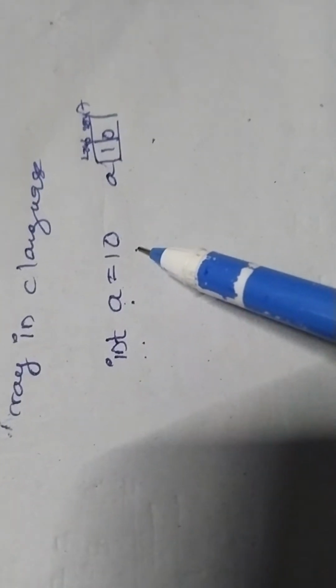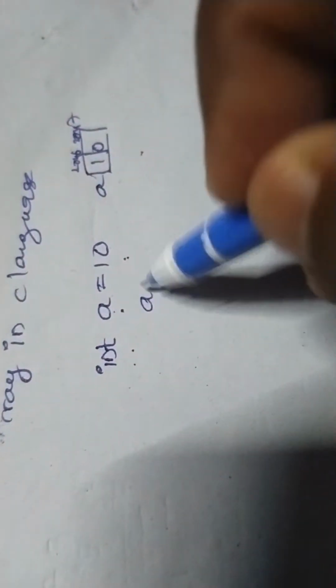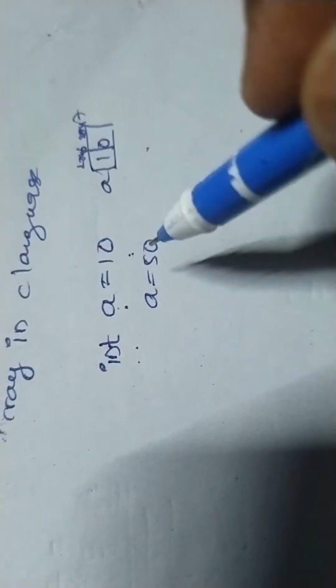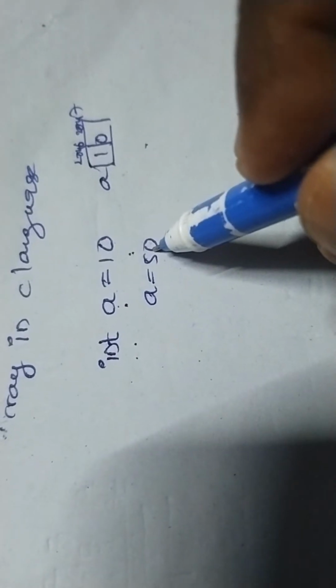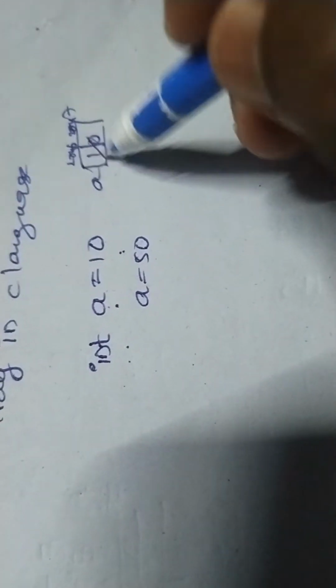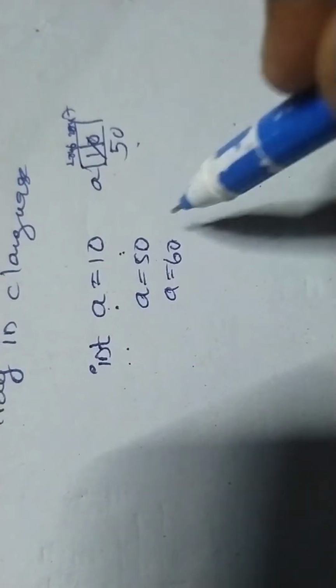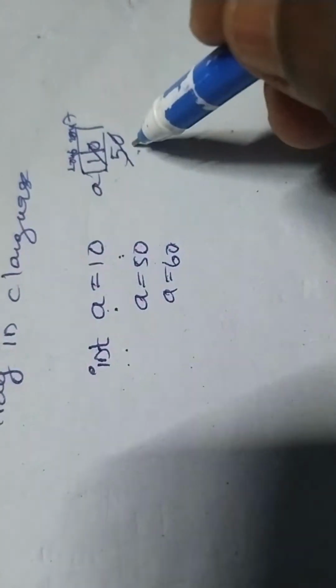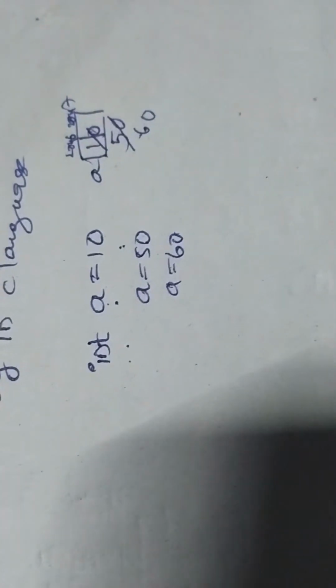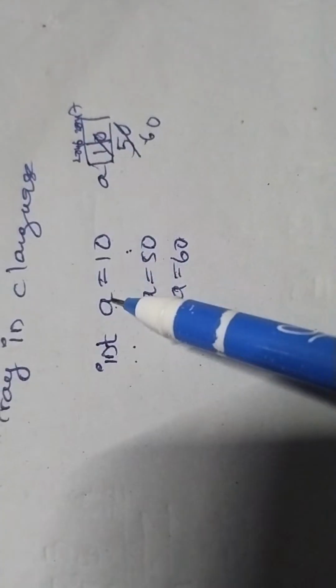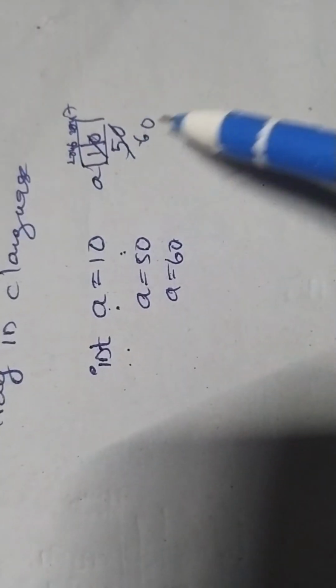Now I want to store one more value in this variable. How can we store it? For example, if I write a is equal to 50, this value 50 is stored in the memory, and this 10 will be erased, and in its place 50 will be stored. And if I want to store one more value 60 in this variable, 50 will be erased and 60 will be stored. That means in a single variable we can store one value.